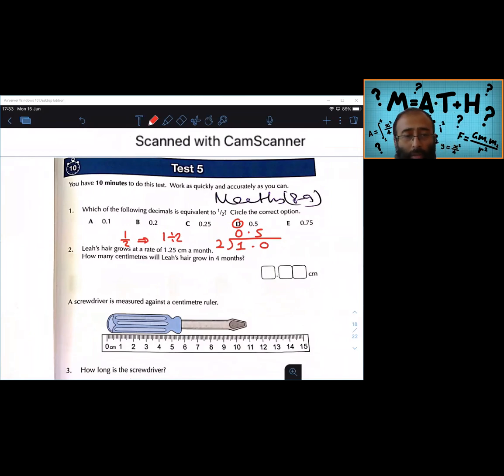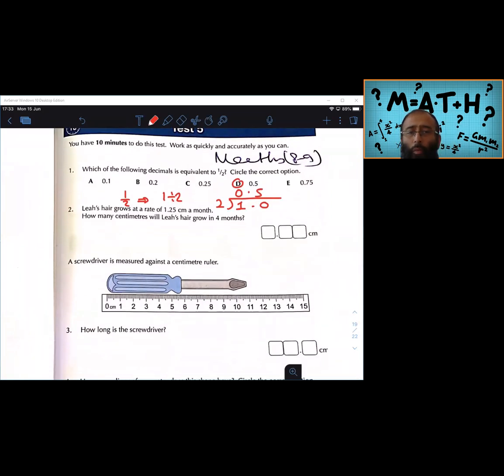Good. Next question. Leah's hair grows at a rate of 1.25 centimeters. Yes, Mahir? How many I got wrong? No, I'm going to go through the whole paper. Oh. Okay, just watch me as you go through, okay?